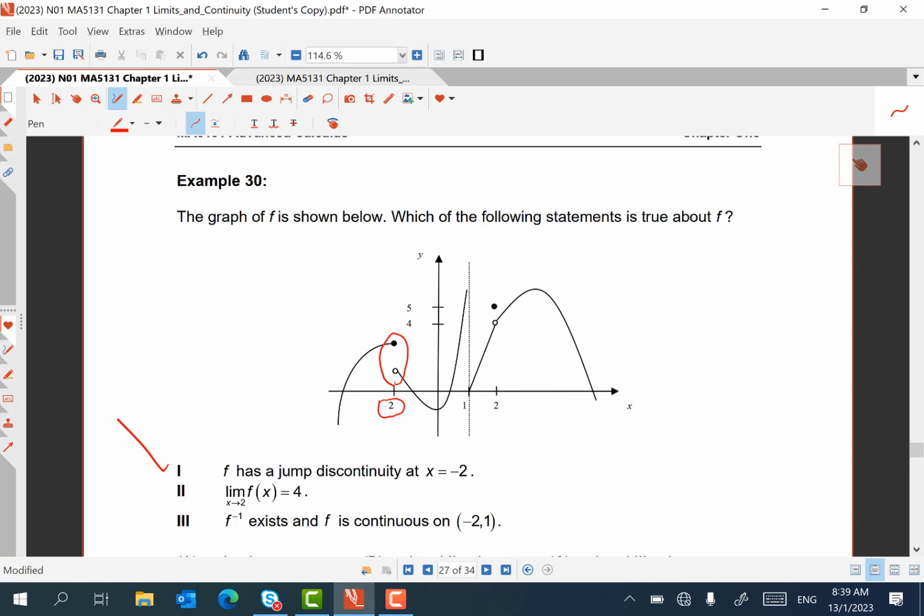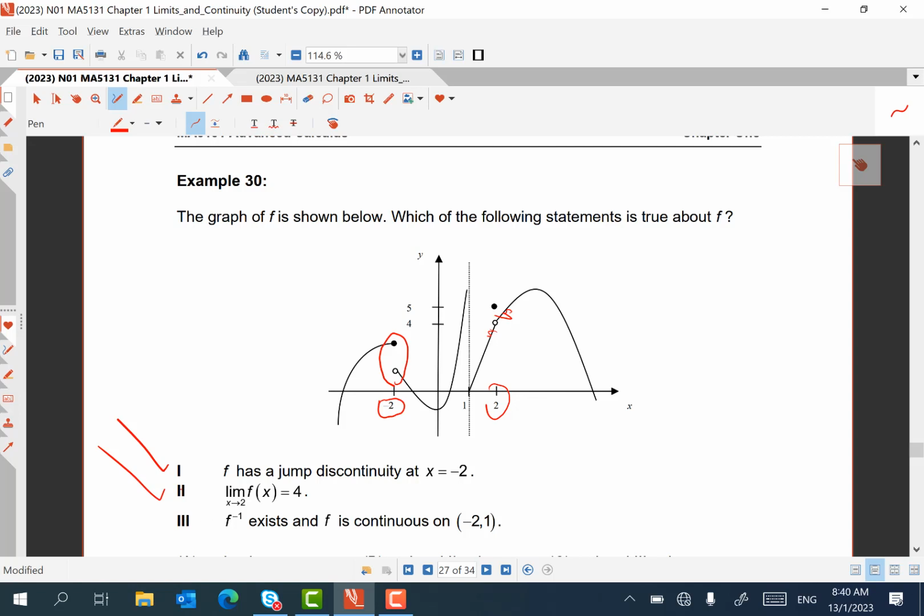When x approaches 2, how does f(x) behave? Do you think it is true? Yes. So when x approaches 2, which is here, the limit on the left and the limit on the right, indeed it is 4. Then the next one: f inverse exists.